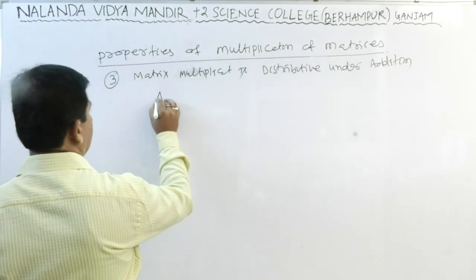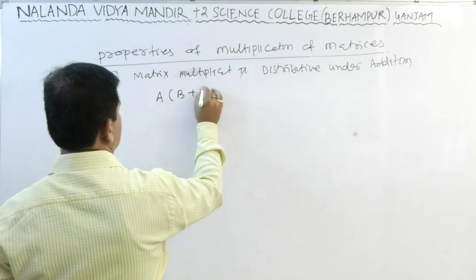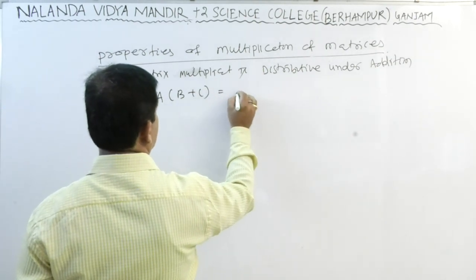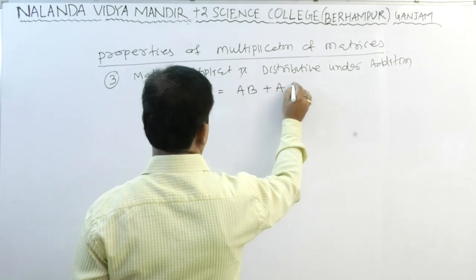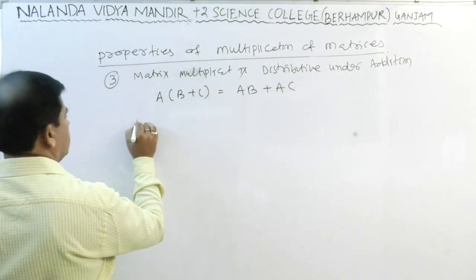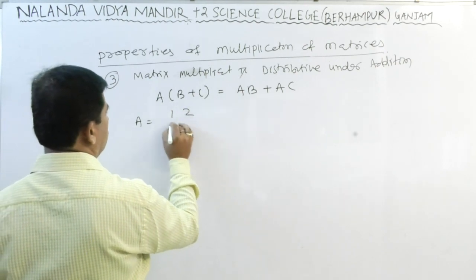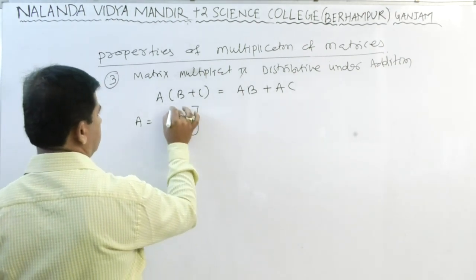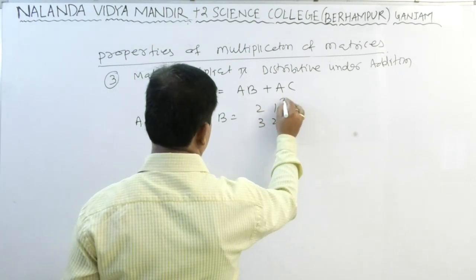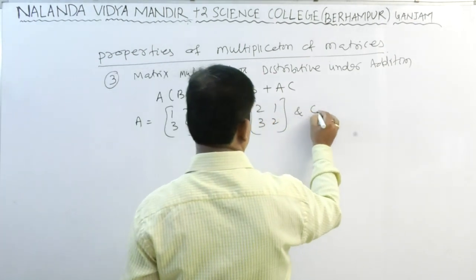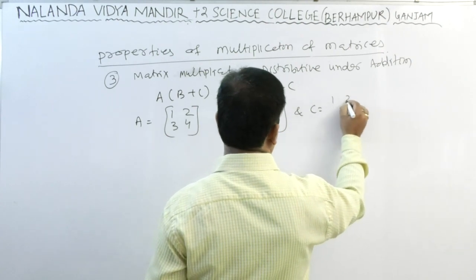First of all, A into (B plus C) is equal to AB plus AC, for A equal to 1, 2, 3, 4; B equal to 2, 1, 3, 2; and C equal to 1, 2, 2, 1.